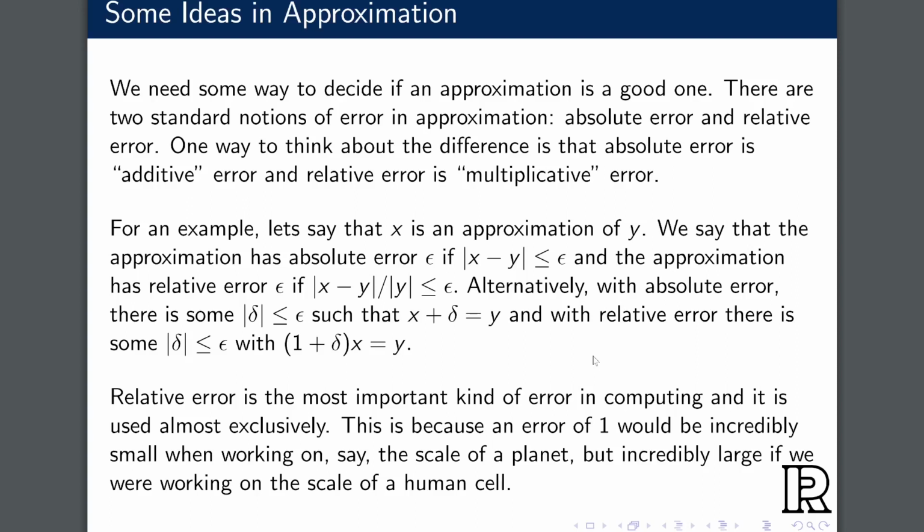And we can write this down exactly, which is if we know that the error between x and y absolutely is bounded by epsilon, then there's some small number delta where x plus delta is y. And if there's relative error, then 1 plus delta times x is y. So note, the first kind leads to an addition, and the second kind leads to a multiplication. So this is what I mean by multiplicative and additive error. When we do a little bit of an analysis later using additive and multiplicative error, you'll see that relative error comes up a lot.